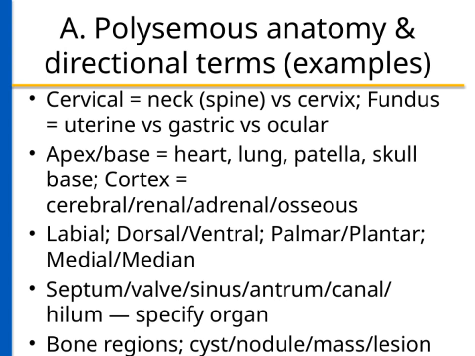Similarly, in bone imaging, identifying regions and noting whether a lesion is a cyst, nodule, mass, or other abnormality requires attention to both site and modality. Overall, understanding the polysemous nature of these terms and how directional terminology varies is key to accurate communication in anatomy and radiology. This helps us avoid confusion and ensures precise descriptions across different contexts.